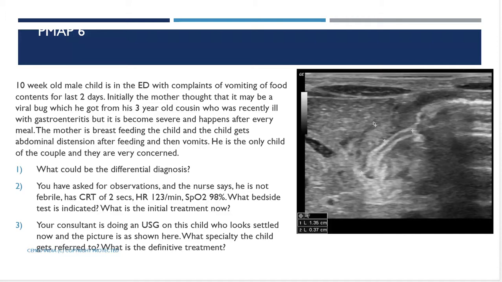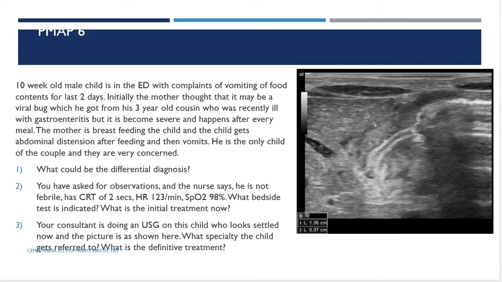In second, you can write duodenal atresia. Based on the symptoms, it's very clear. The child becomes hungry immediately after vomiting, and when he cries, you'll see an olive-shaped mass in the tummy and visible gastric peristalsis. You ask for observations, what bedside test is indicated, and what is the initial treatment now.